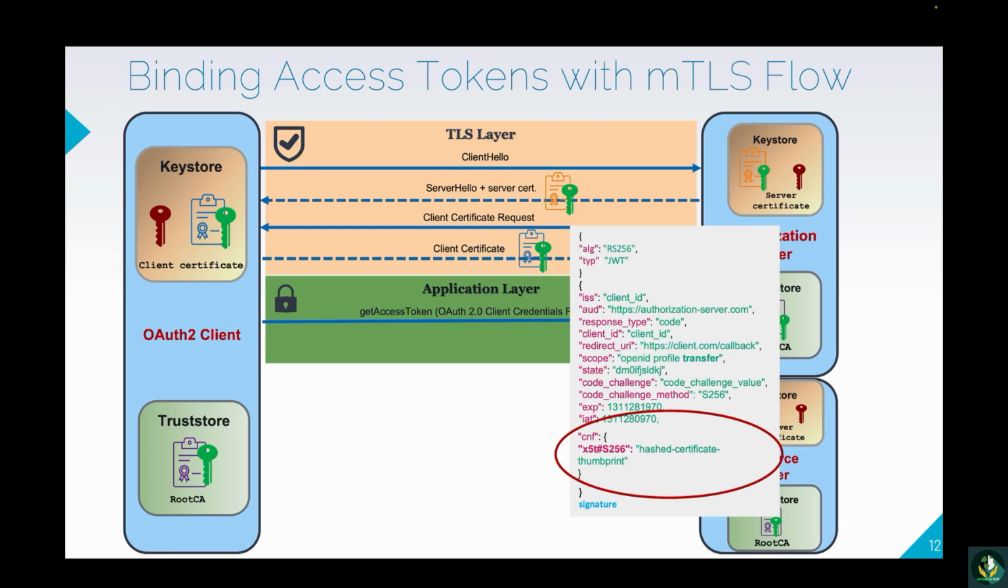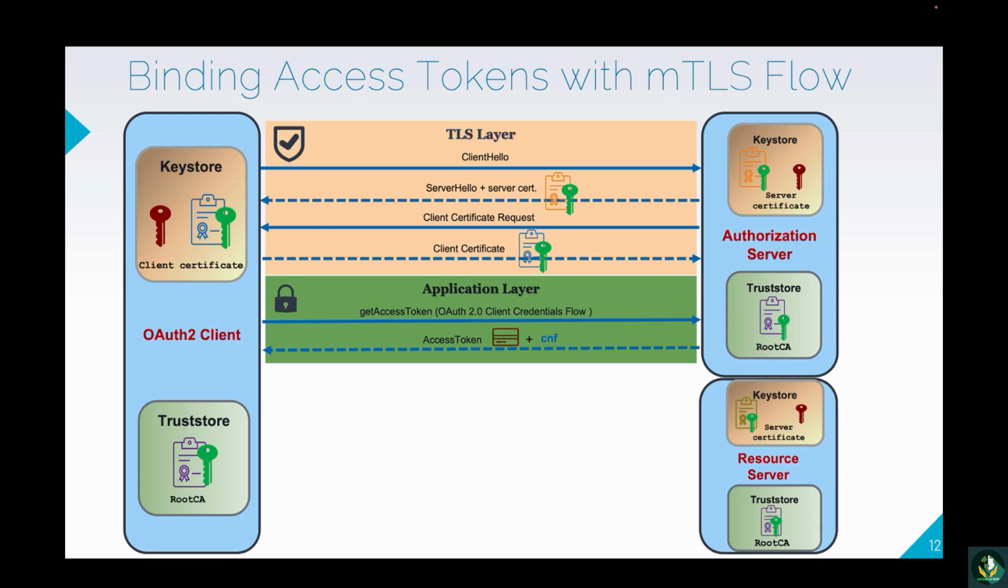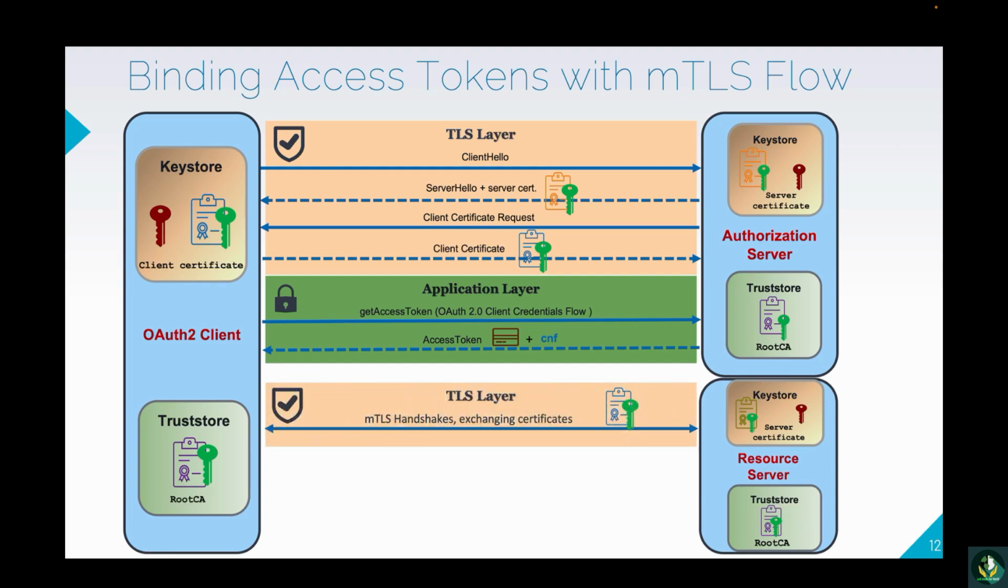Assuming we are using a JWT access token, the authorization server then returns the token, which now includes the CNF claim, to the client. Next, the client attempts to access resources on the resource server. To do this, it doesn't just present the access token, it also authenticates itself to the resource server using the X509 MTLS method, just as we have seen before. This involves performing the TLS handshake and exchanging certificates. At this stage, the resource server confirms that the client possesses the private key corresponding to the public key in its certificate, again without exposing the private key.